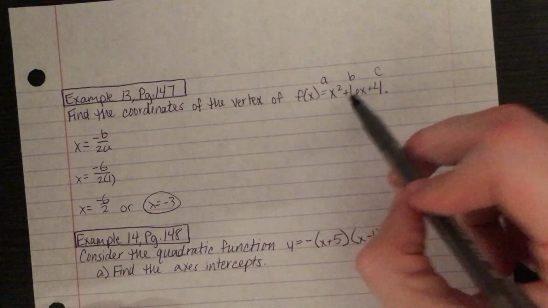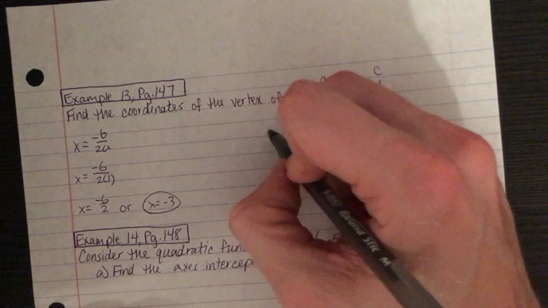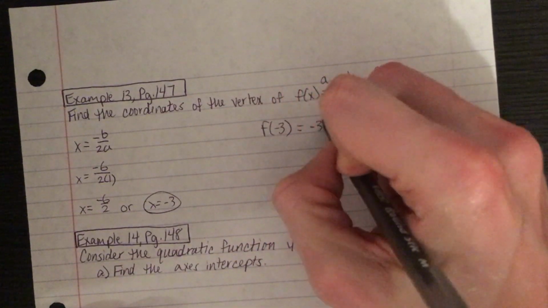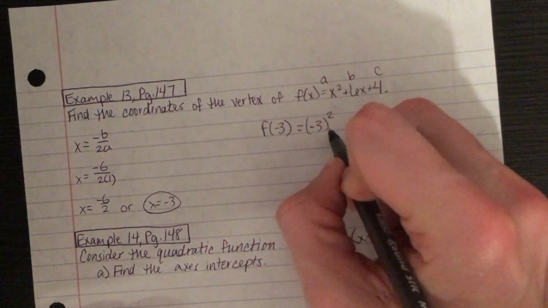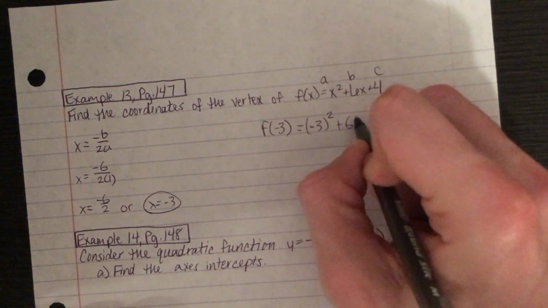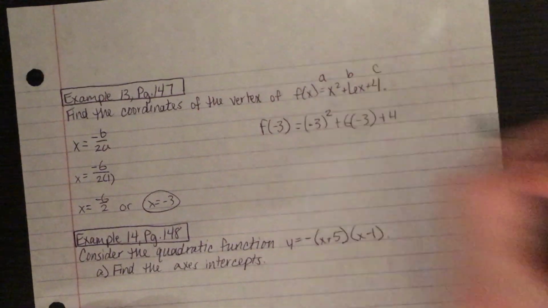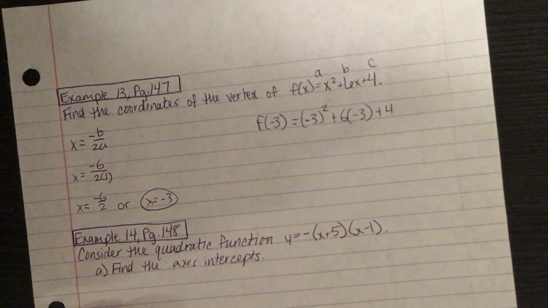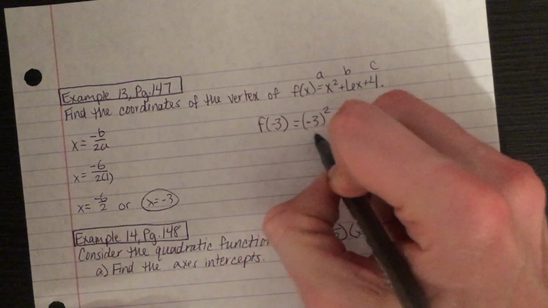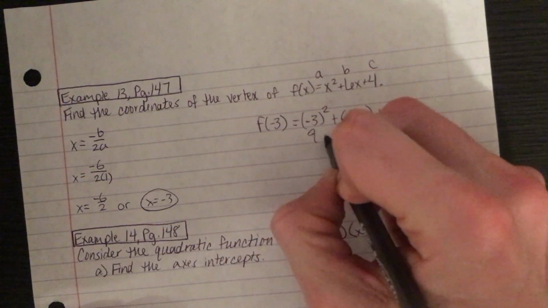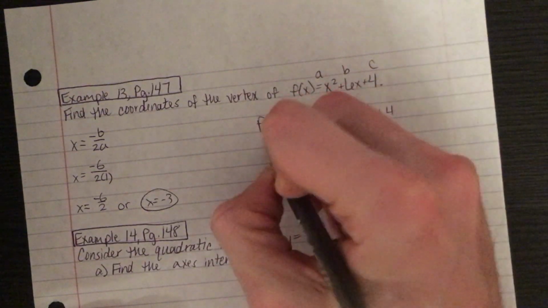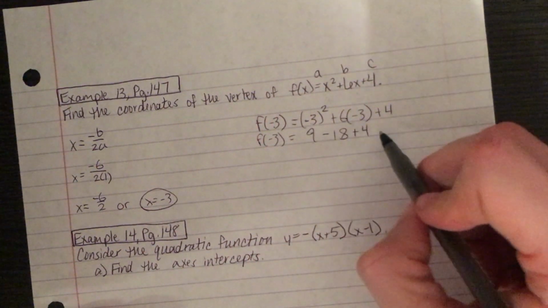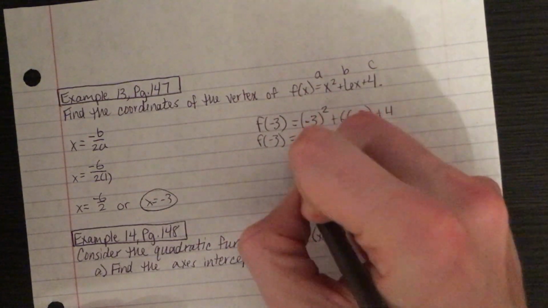Now, to get the y value of this, we're going to do f of negative 3. That means we're going to replace every x that we see with a negative 3. So negative 3 squared plus 6 times negative 3 plus 4. That's going to be negative 3 squared, which is 9, minus 18, plus 4 is f of negative 3. 9 minus 18 is negative 9, plus 4 is negative 5.